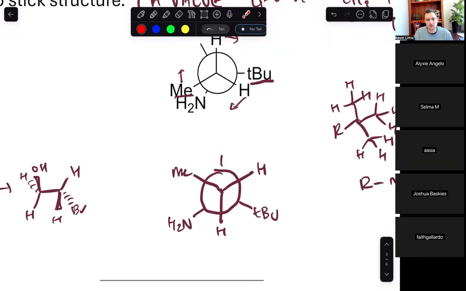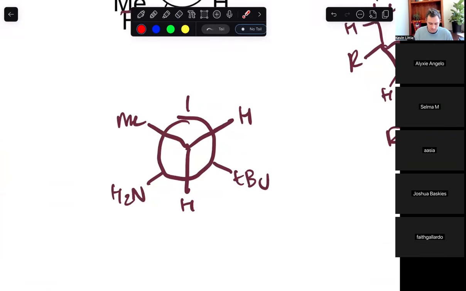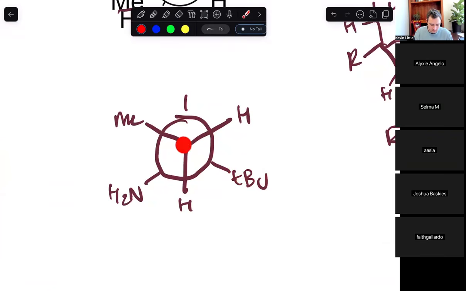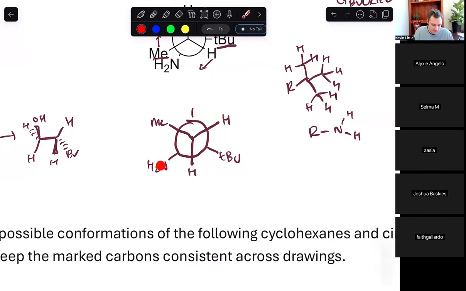Oh, so they're on the same one. You have to look at the biggest thing on each carbon. The biggest thing on this carbon is the tert-butyl. The biggest thing on this carbon, between these three things, is the methyl. That was my mistake, I apologize. No, it's a good question. People might be thinking that, but I can't move it to be anti because it's connected to the same carbon. Does that make sense?